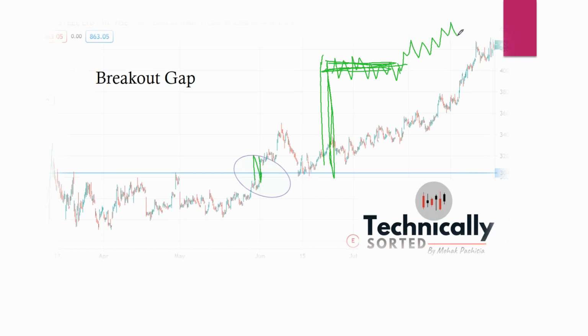So this is telling me that the buyers are ready to absorb any profit booking or any selling by the sellers. Buyers are more convinced than the sellers, and that is a strong sign. That is why it is called a breakout gap, and breakout gaps are certainly very, very strong.